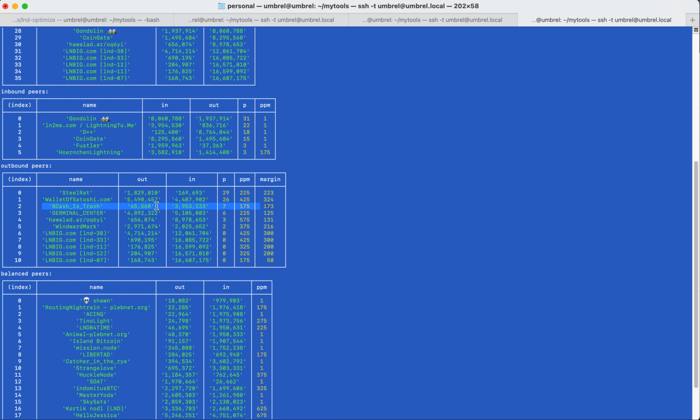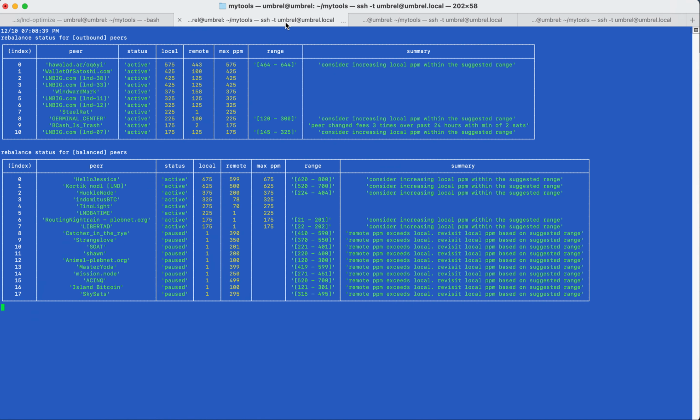So clearly there is an issue. Clearly there is not enough rebalancing from the inbound peers, from these guys, Gandolin, LNTME, and D++, into Bcash, right? So it's really an issue. So we can go back here.